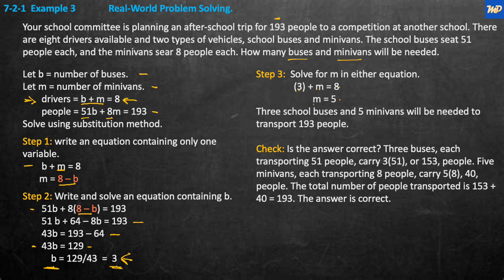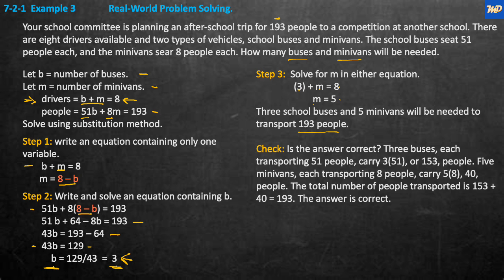So what is our solution? It's kind of hard to say. It could have been x's and y's, but we didn't solve it out that way. I'll just leave it like this. So the solution is the schools need 3 school buses and 5 minivans to transport 193 people. And if you check it, we can go back and say 51 people per bus.